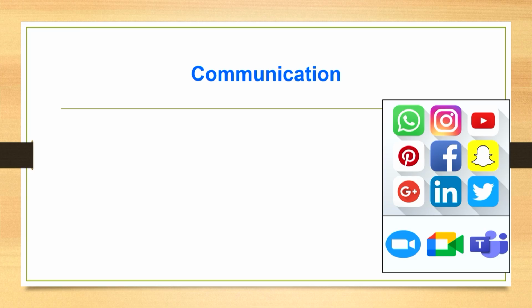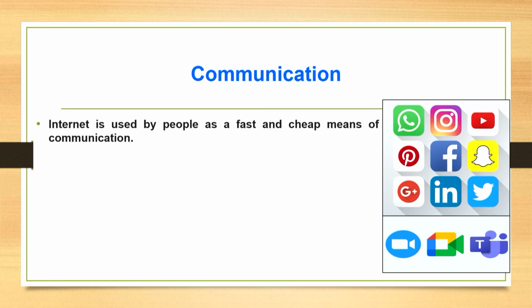Let us just start with the first one, that is communication. So internet can be used for communication. Communication means how two people will communicate with each other by using the internet. You might have used many of them like email, or for video conferencing you might have used Skype or WhatsApp messengers and YouTube, Instagram, Twitter.